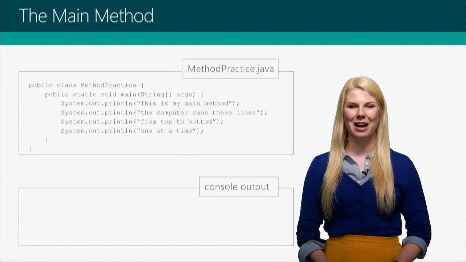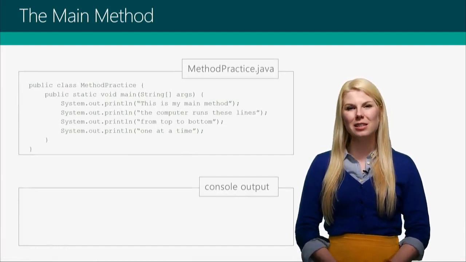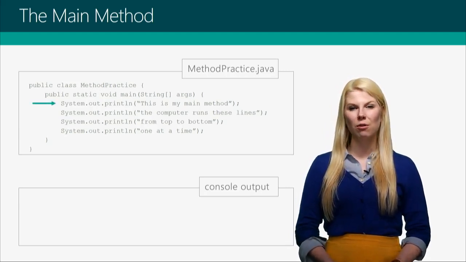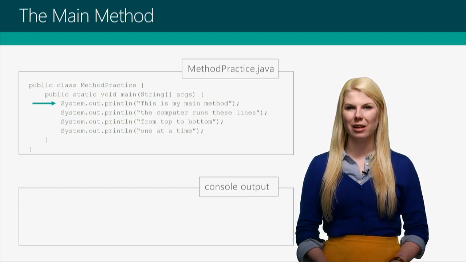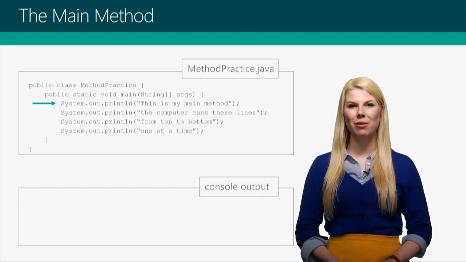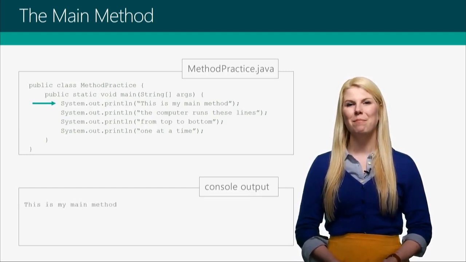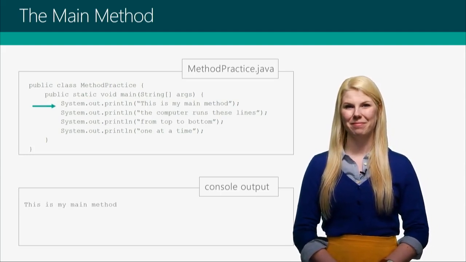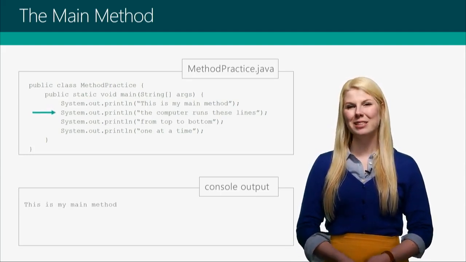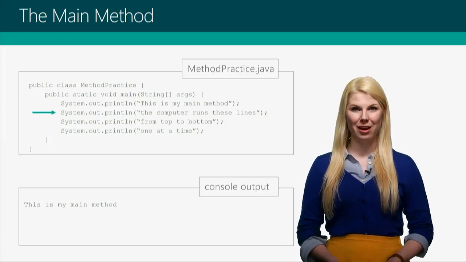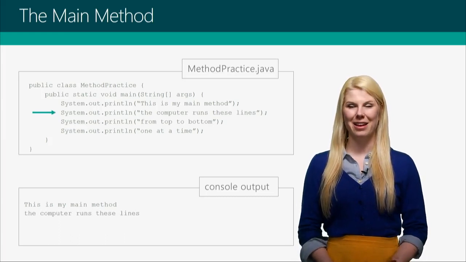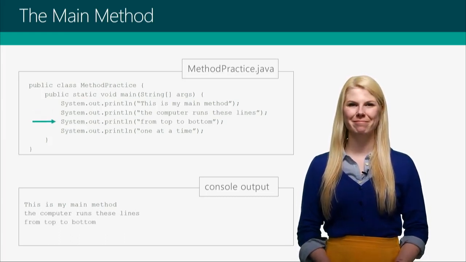Let's take this pretty basic class as an example. It's going to start with the very first line in the main method. The code knows to run everything on this line until it hits that semicolon before it moves on to the next line. Once it's moved on, it's going to run everything on that line up to the semicolon, and then it's going to repeat.